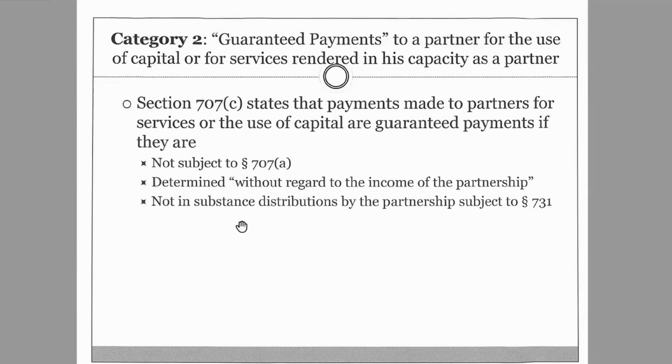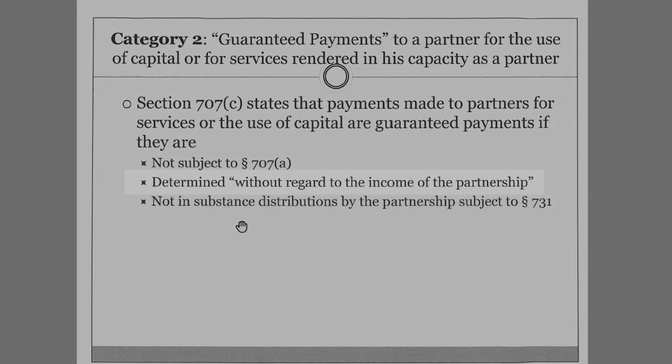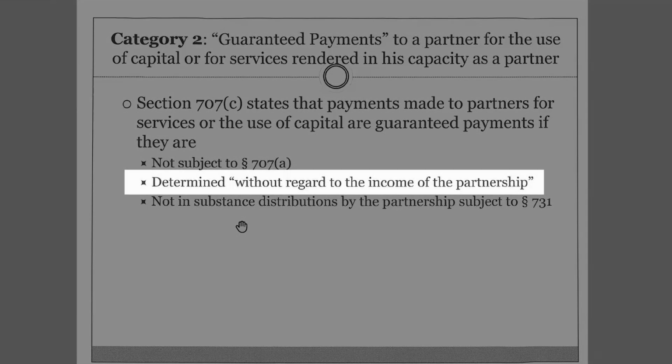Okay. So the one that you probably highlight and take away from this, in my view, is the second bullet point. A guaranteed payment is a payment made without regard to the income of the partnership. That's the one that you most likely key in on.